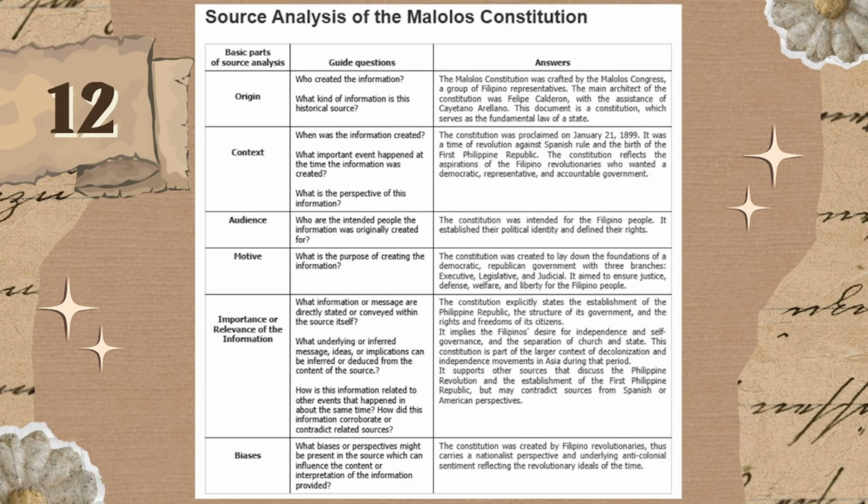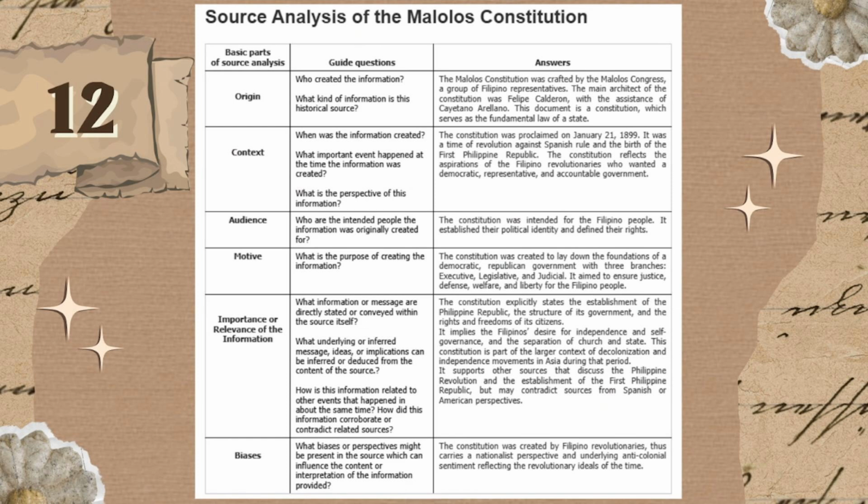The Constitution explicitly states the establishment of the Philippine Republic, the structure of its government, and the rights and freedoms of its citizens. It implies the Filipinos' desire for independence and self-governance, and the separation of church and state. This constitution is part of the larger context of decolonization and independence movements in Asia during that period. It supports other sources that discuss the Philippine Revolution and the establishment of the First Philippine Republic, but may contradict sources from the Spanish or American perspectives.